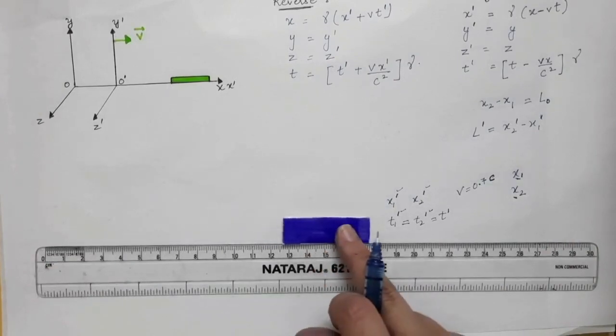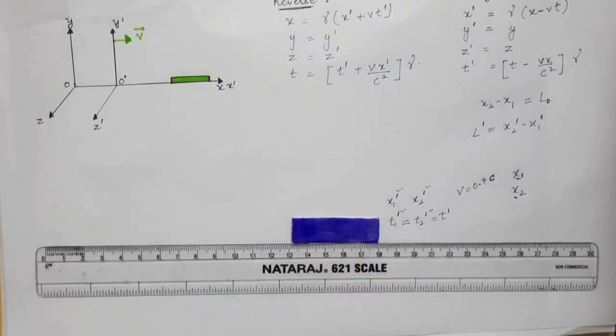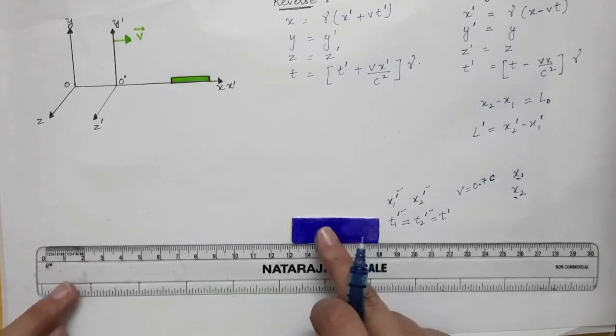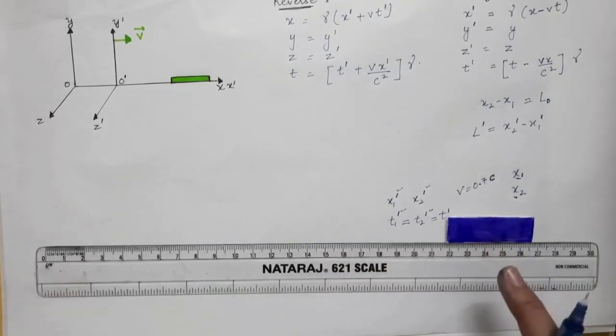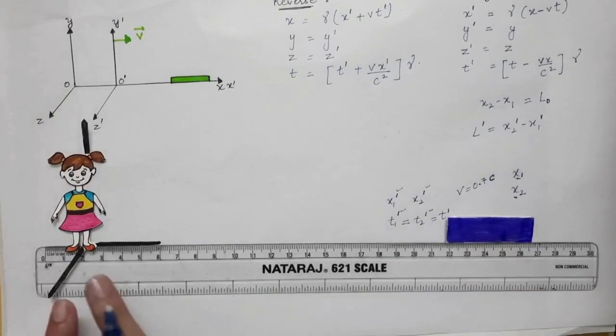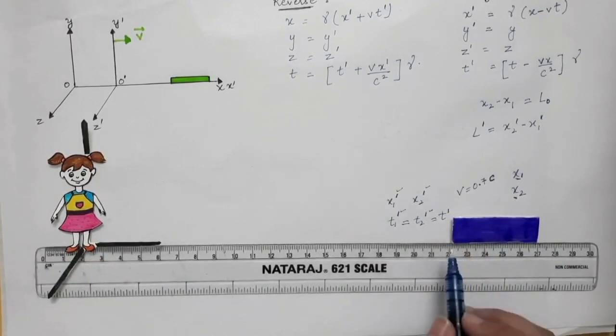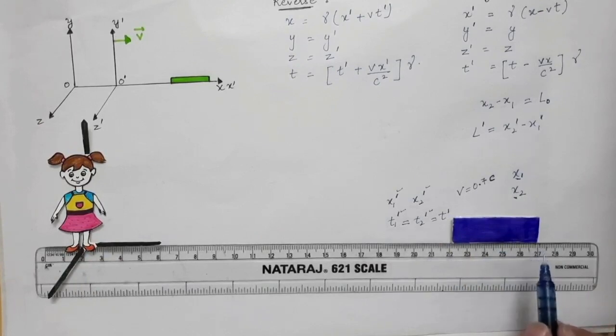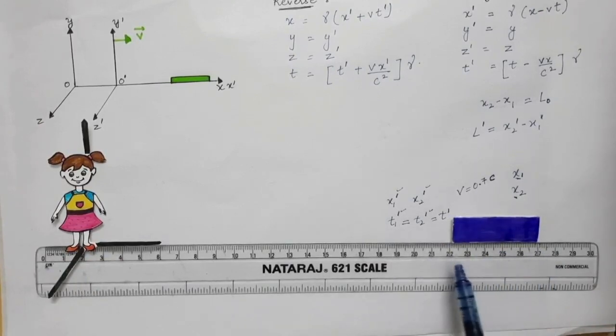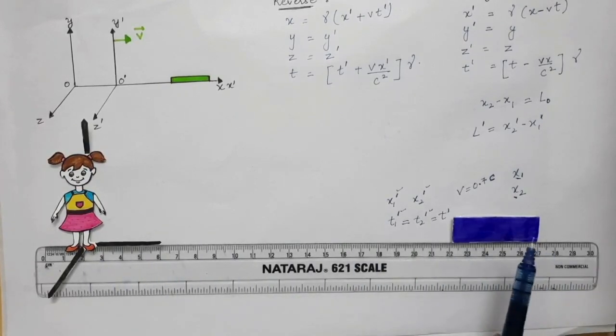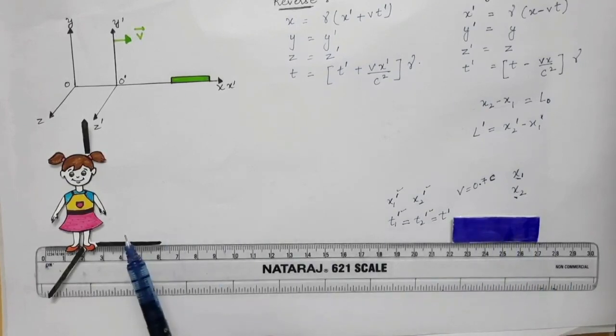Now when this object is at rest with respect to you, as we have already seen, let's say this is you and you are at rest with respect to the object. According to you, you will measure the first coordinate, let's say x1, and another coordinate, let's say x2, and you will subtract these two coordinates. That will give you the length of the object in your frame, and that will be the proper length because the object is stationary with respect to you.